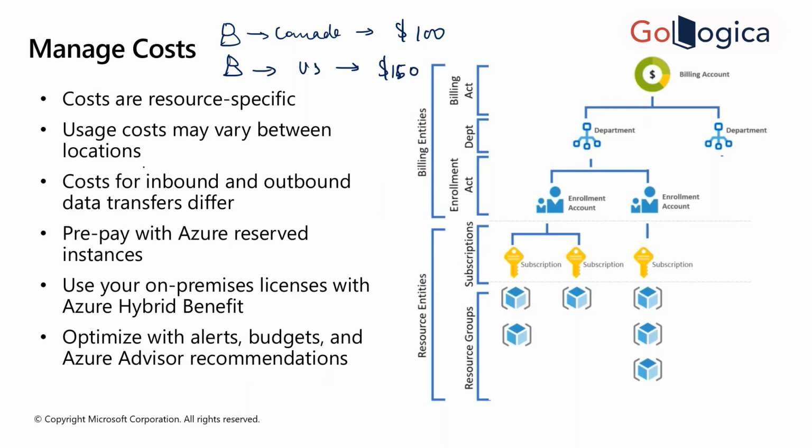Okay. The third point says costs for inbound and outbound data transfers differ. It means if we are talking about storage, if you are uploading some files or you are exporting some files, import and export cost also matters. That's the difference. Then there is something called Azure reserved instances. That's very important. Do you know what RI, reserved instance, is? Ever heard about it?